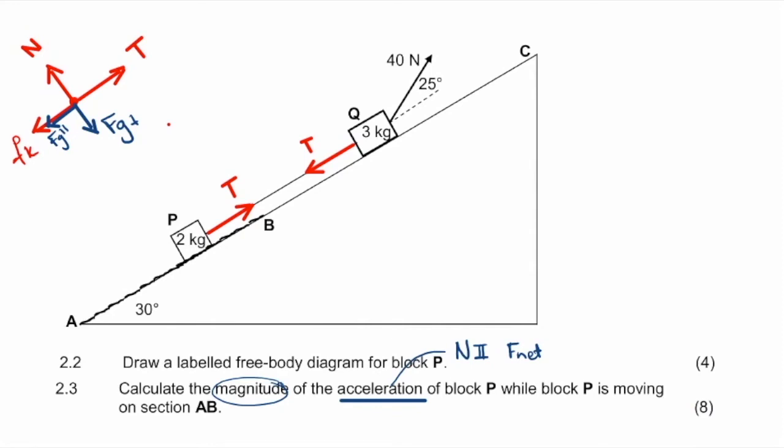So let's go and draw the free body diagram for Q first. For Q, the tension is a downward force, and we've got the normal force. Then we've got gravity. And then we also have that applied force, and we can split up that applied force into a parallel and a perpendicular component.